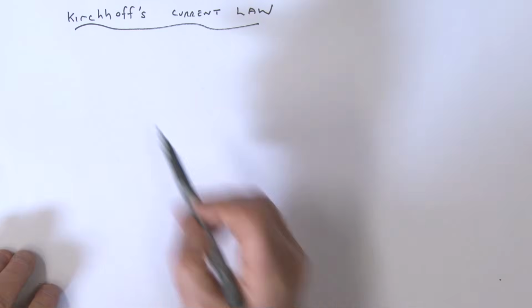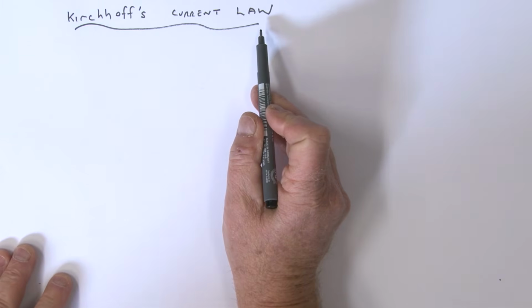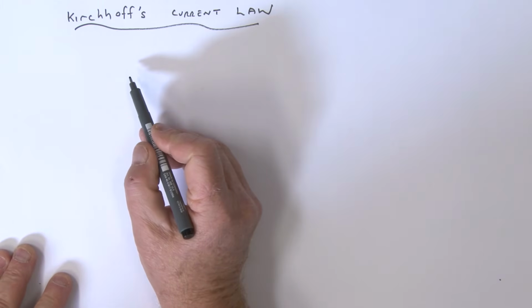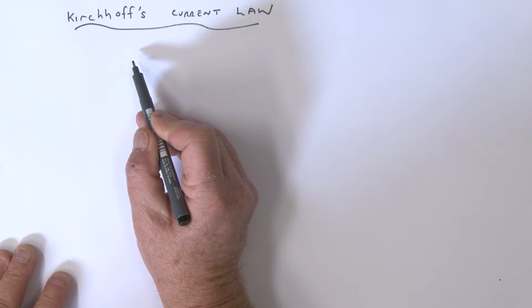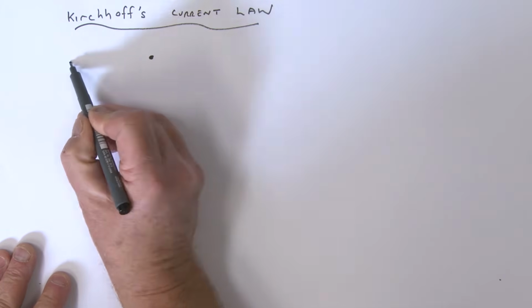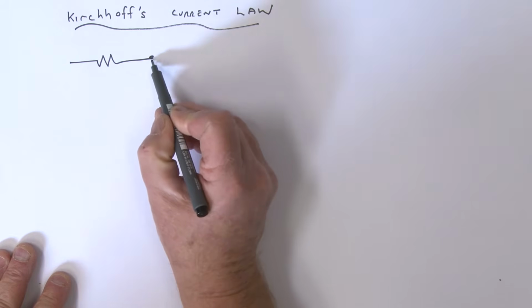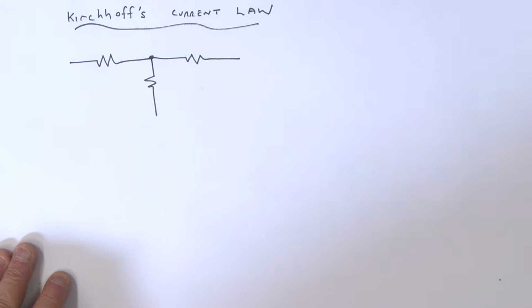Okay, next I want to talk to you about Kirchhoff's current law. Well, what is this? Well, basically Kirchhoff's current law is simply stating that the sum of currents entering a node is equal to 0. All right, let's draw a node. All right, so what we've got is a resistor, let's say, connected here, a resistor connected here, and maybe a resistor connected over here like so.